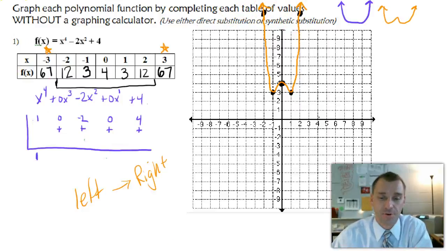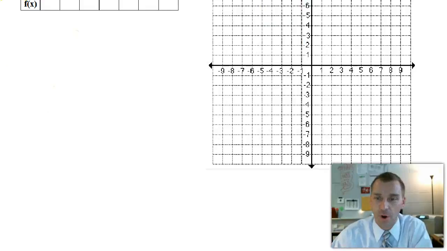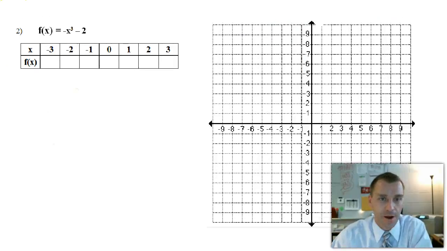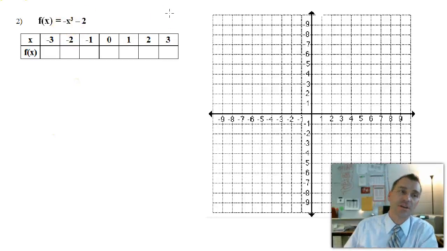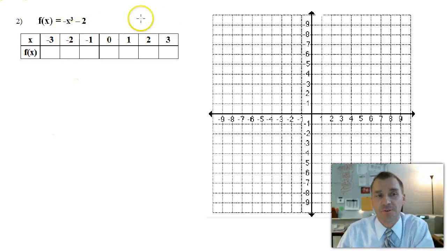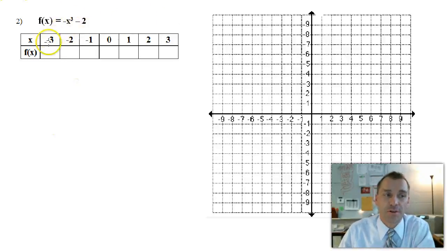Now here's what I'm going to have you do. Go down to the second one. Whoa, let me pull it up here a second. Go down to the second one, and you take this one and you graph it yourself. So be careful, though, of this negative x to the third. If you're going to use synthetic substitution, that's phenomenal. I'm going to show you really quickly how to find this one by using direct substitution.